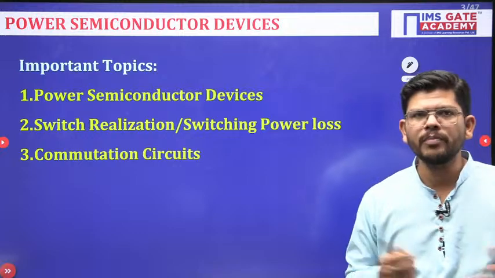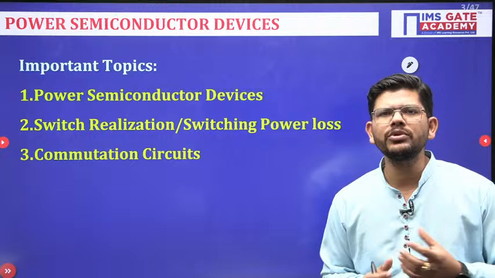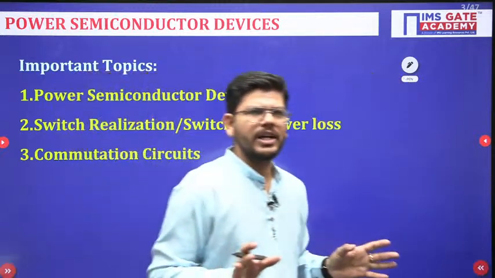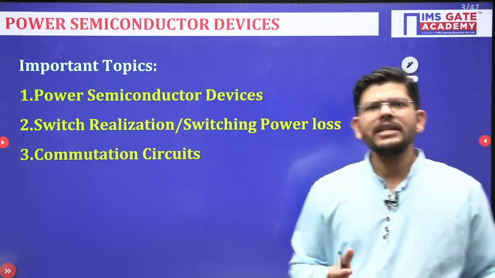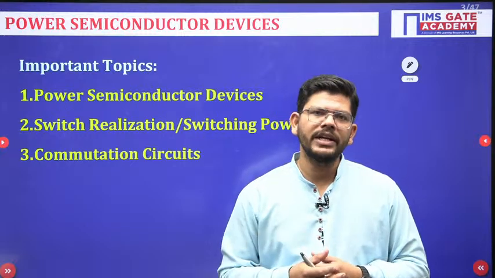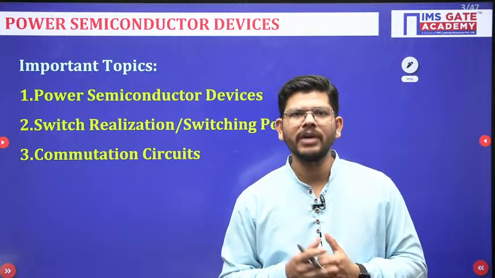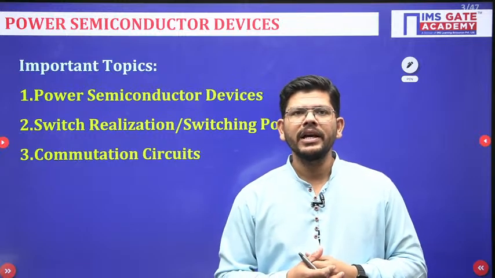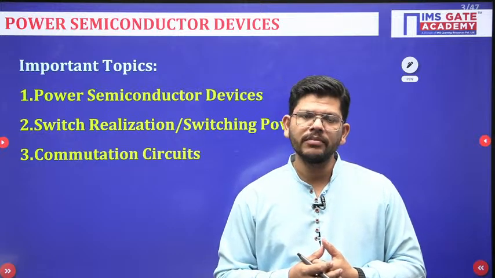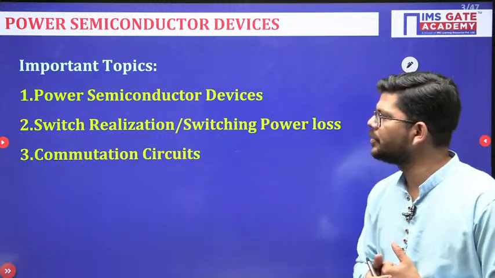What are the important topics and what is the weightage of this chapter? This chapter has a weightage of around 2 to 3 marks. You may get 2 or 3 marks of questions from this particular chapter. Power electronics normally has an average weightage of 11 to 13 marks, but last year it gave questions of only 6 marks. So this year it is going to be a subject which will give you more marks in the exam. Be very well prepared with power electronics, and this series will help you in doing that.